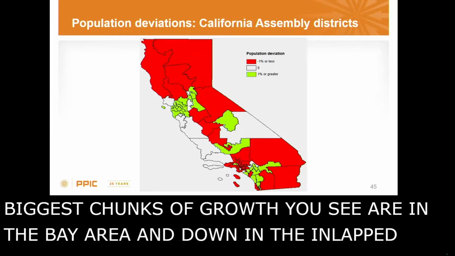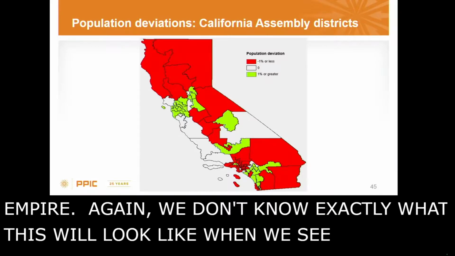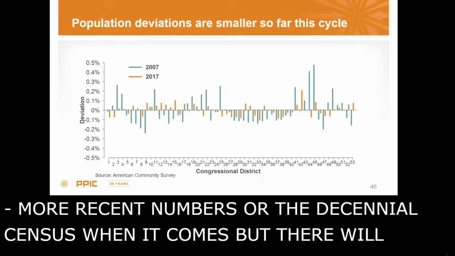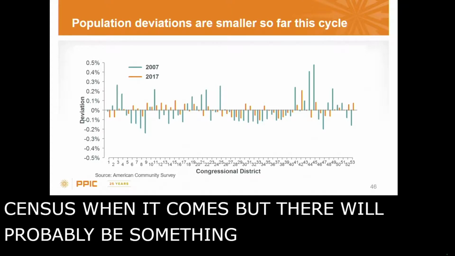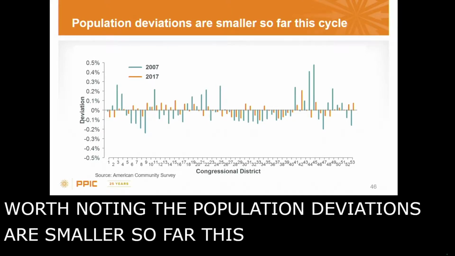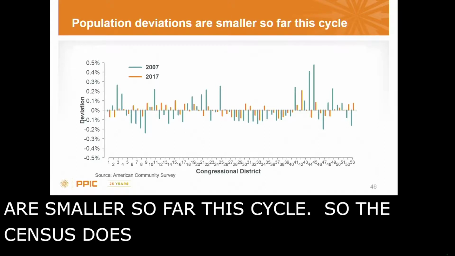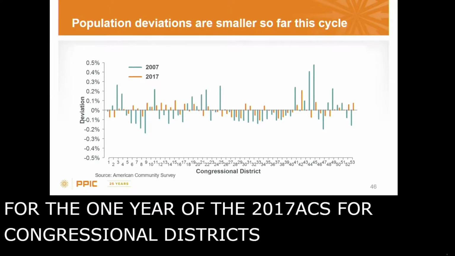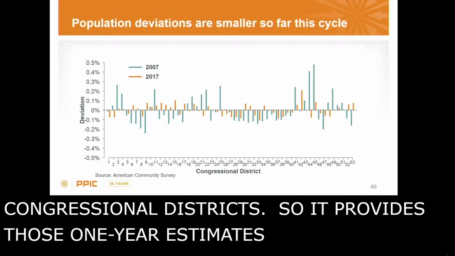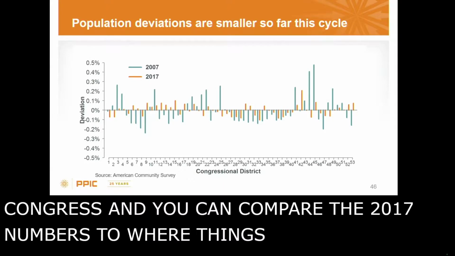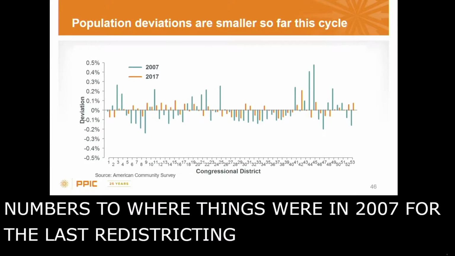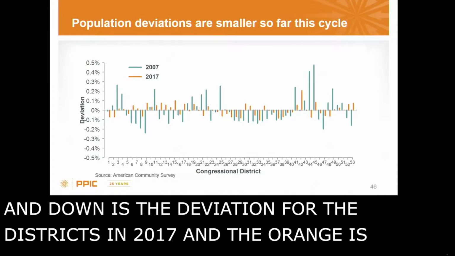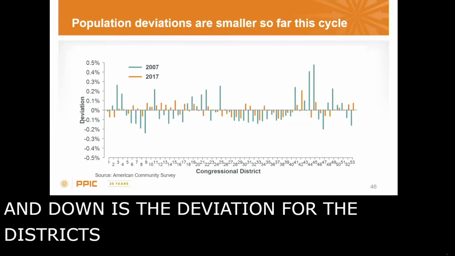And again, we don't know exactly what this is going to look like when we see the more recent numbers or the decennial census when it comes, but it'll probably be something along these lines. Worth noting, however, the population deviations are smaller so far this cycle. The census does release population estimates for the 1 year of the 2017 ACS for congressional districts, just for Congress. So you can compare the 2017 numbers to where things were in 2007 at the same point in the last redistricting cycle. The blue is the deviations for the districts in 2007, and the orange is for 2017. You can see that there is more deviation in the last redistricting cycle than in this one.